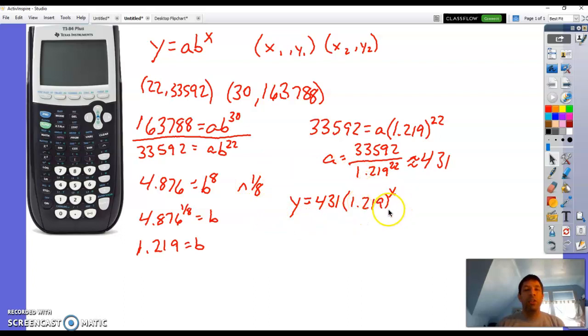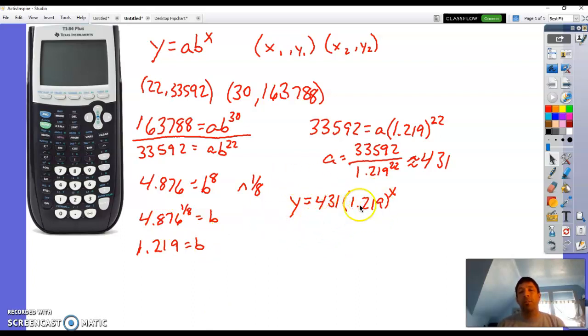So what you could do is plug in some other x values. That's actually what I'm going to be asking you to do in your project: plug in some dates, find out what your equation says the number of cases would be, and compare that to the graph from that website to determine how far off we are.